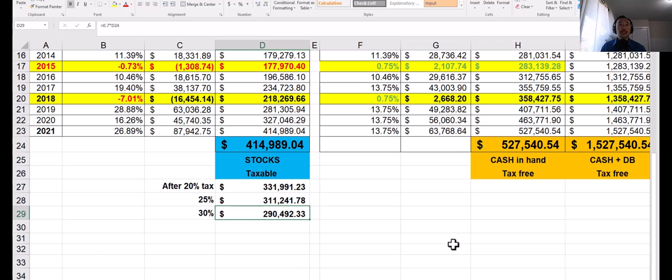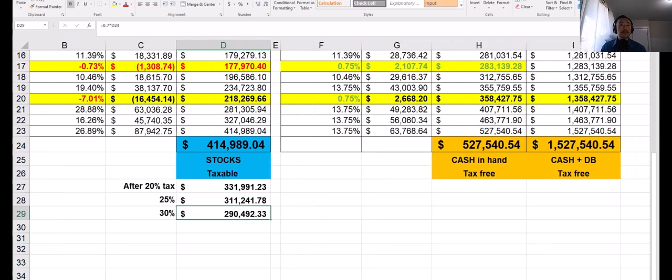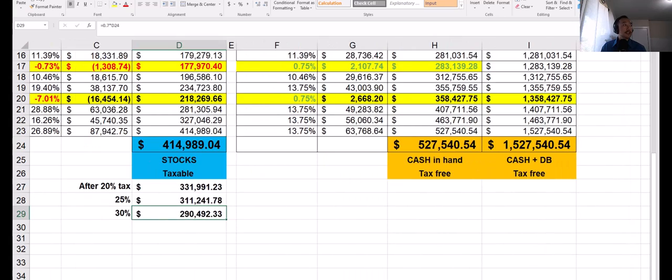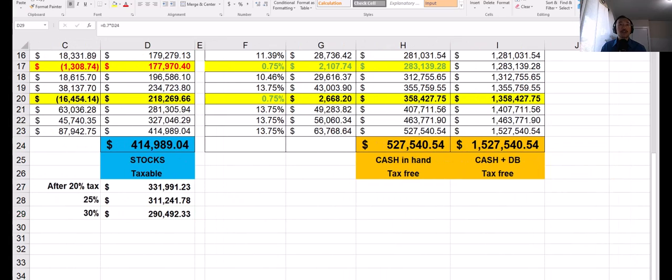Now let's see what it looks like on the orange side with the floor and cap on your money. You can see that you would end up with $527,000 cash in hand because, again, remember guys, you're saving money inside of a life insurance program. So once you save money inside of a life insurance program, Uncle Sam says that you get to keep it all in there tax-free. Once you distribute the money, it's tax-free.